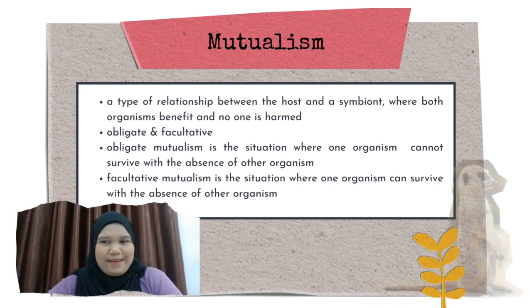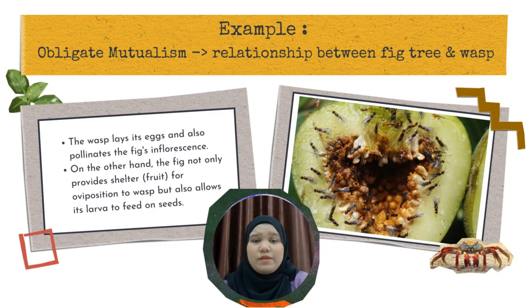So let's take a look at the examples. For the first example, which is obligate mutualism, I give an example about the relationship between fig trees and wasps. The wasps lay their eggs and also pollinate the fig's inflorescence. On the other hand, the figs not only provide shelter, which is in their fruits, for oviposition, but also allow the larvae to feed on seeds.